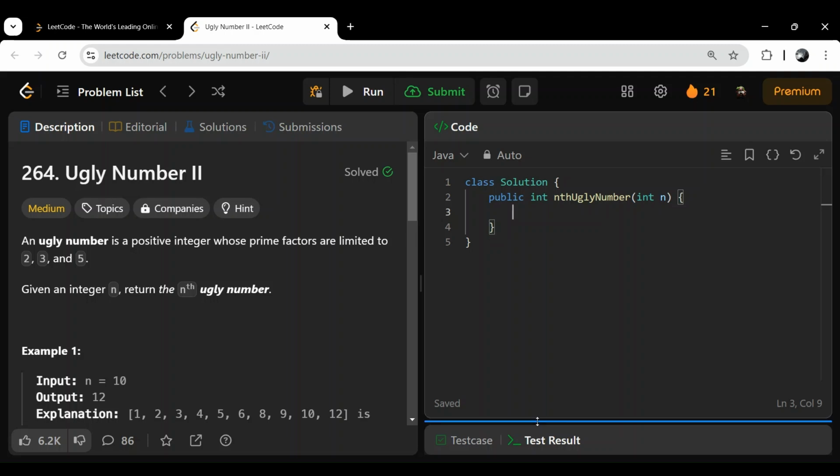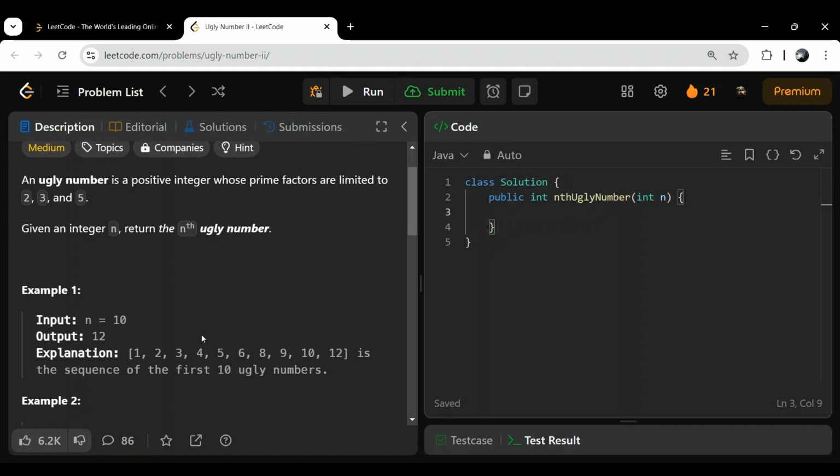Hello everyone. So let's start solving today's Leetcode daily challenge question. The question is Ugly Number 2. An ugly number is a positive integer whose prime factors are limited to 2, 3 and 5. So we are given an integer n, return the nth ugly number. If we see here, n is 10, so we have to return the 10th ugly number.